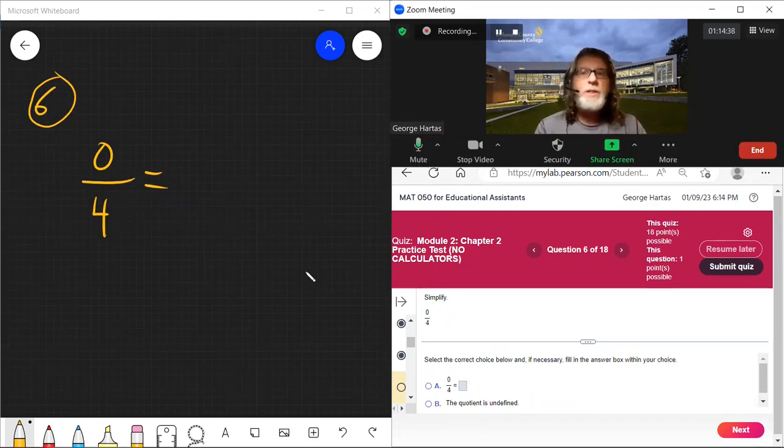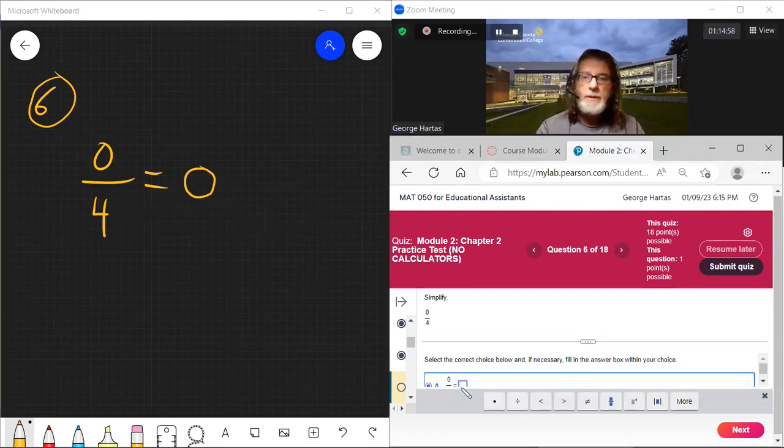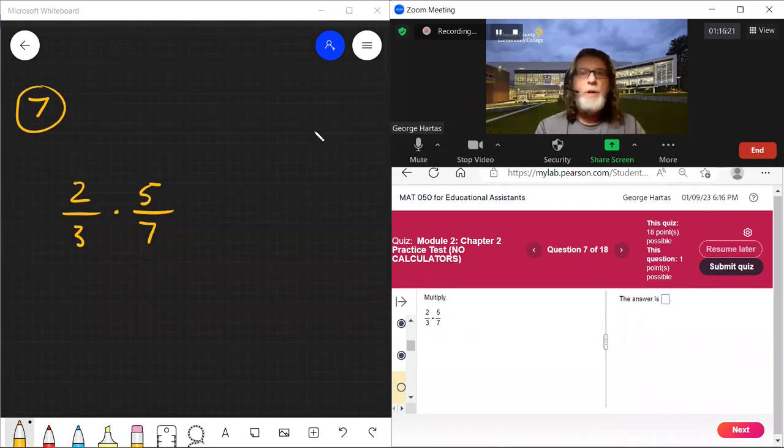Question 6, simplify 0 over 4. This is another property that we looked at. Whenever you have a 0 for the numerator in a fraction, the result itself is 0. So we're going to type in 0 into A right here. 0.